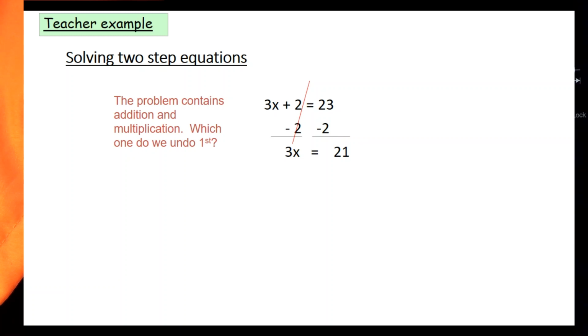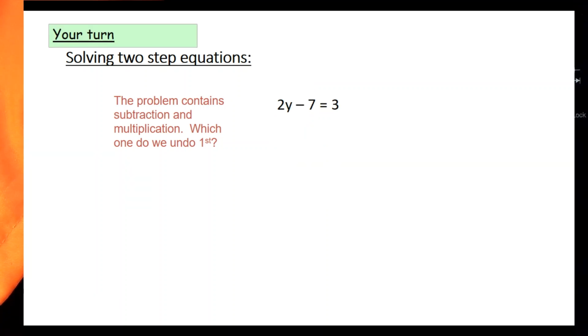Okay, and then same as the previous slide, 3x means 3 multiplied by x. So the inverse of 3 multiplied by x is dividing by 3 on both sides. So you divide both sides by 3 and you get x equals 7. To double check, you can substitute back in and you'll get the same answer. Okay, now guys, can you pause the video and have a go at doing this question? Okay, the answer that you should have got for this question is y equals 5.